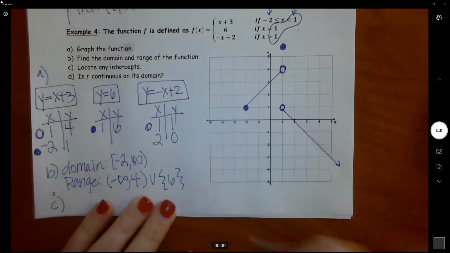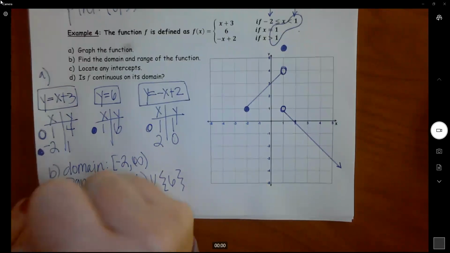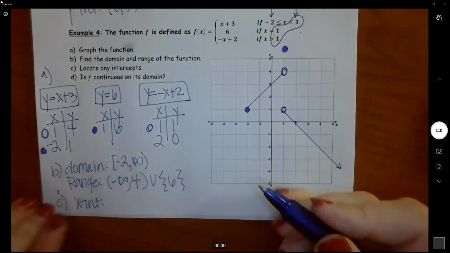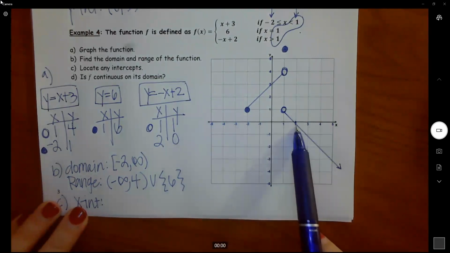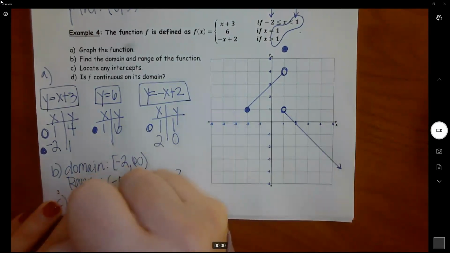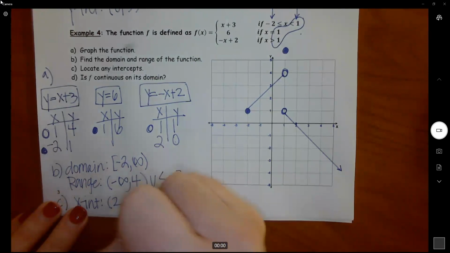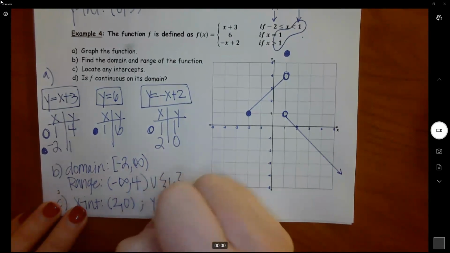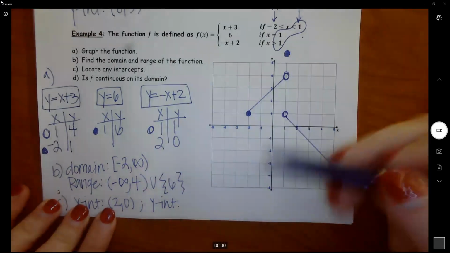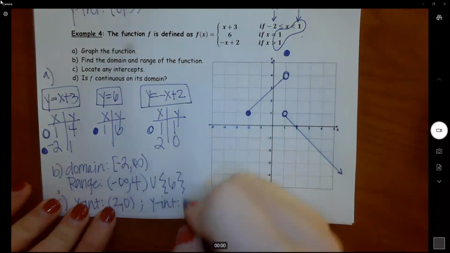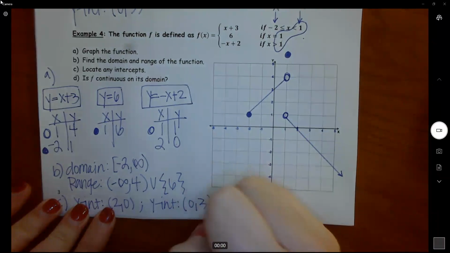See my intercepts. So my X-intercept or intercepts, where's this crossing my X-axis? Right here at 2, and so that's the point 2, 0. My Y-intercepts, where is it crossing this Y-axis? Right here at 3. So that ordered pair is 0, 3.